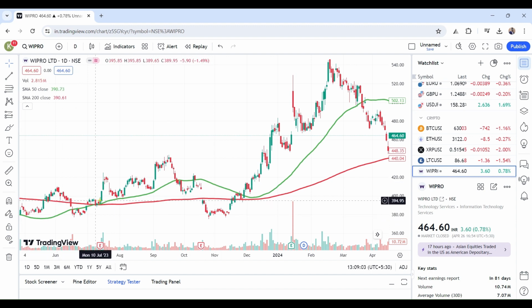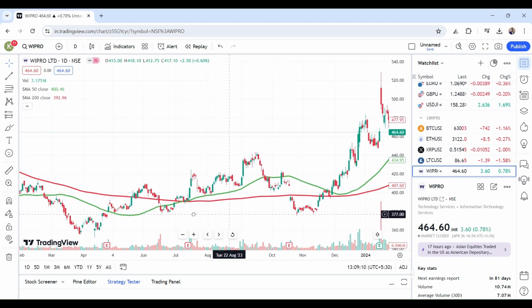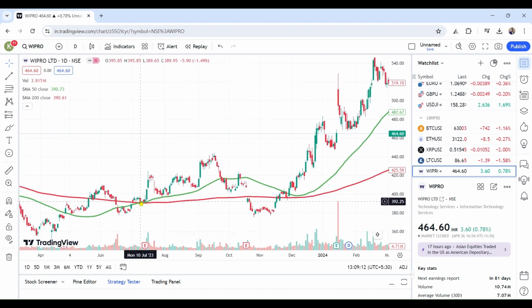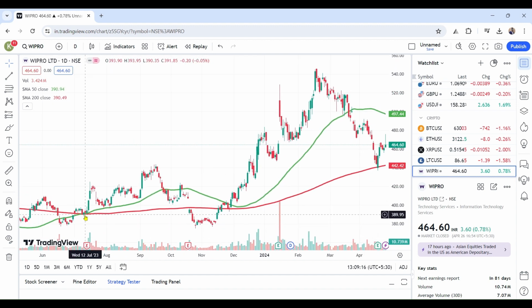So the red line is the 200-day moving average, and the green line following that is the 50-day moving average. And this is the point where the 50-day moving average crosses the 200-day moving average. Meaning the lower number moving average crosses the higher number moving average. That is called a golden crossover. So what happens when a golden crossover happens?